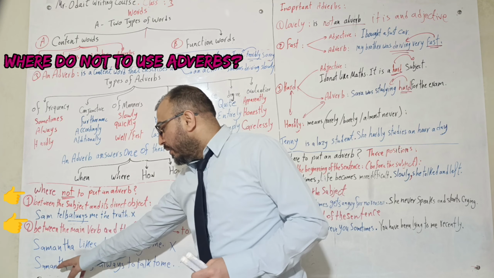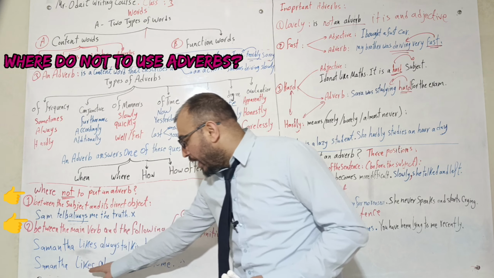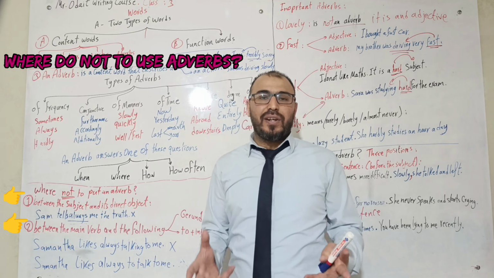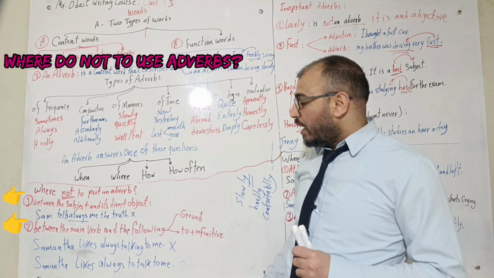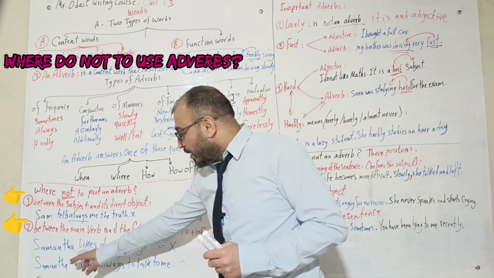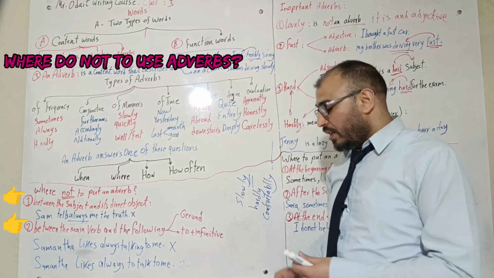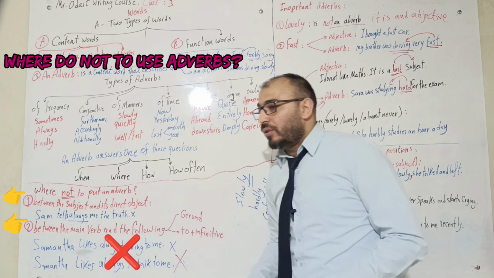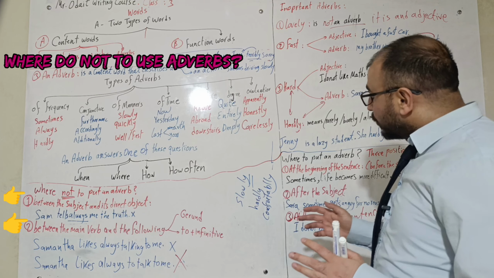The other wrong formula here is saying Samantha likes always to talk to me, and this is very broken English, and I don't recommend using the adverb in such a position. And here, my friends, I can say Samantha always likes to talk to me, and this sentence generally is wrong in this form.